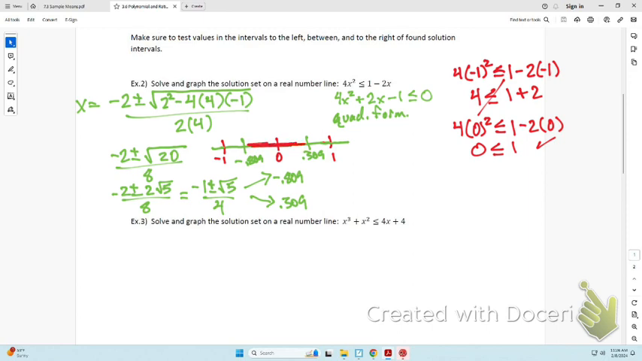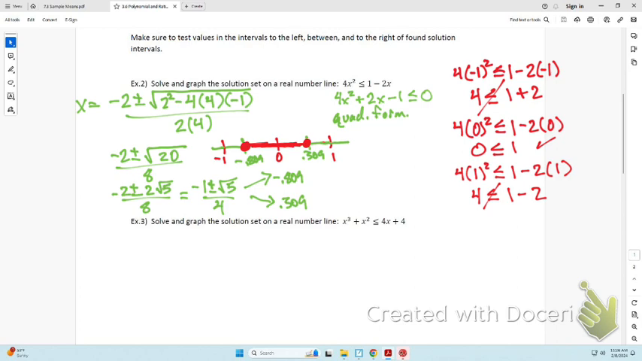I bet 1 will not check out. But just to be sure, maybe it's a weird one. Or maybe I made a mistake with the 0. It's good to check all the zones, if you want to call them that. But no, 4 is not smaller than negative 1, so not that one. I do see it or equals, so this time I'm going to make a solid dot. And we got our answer.